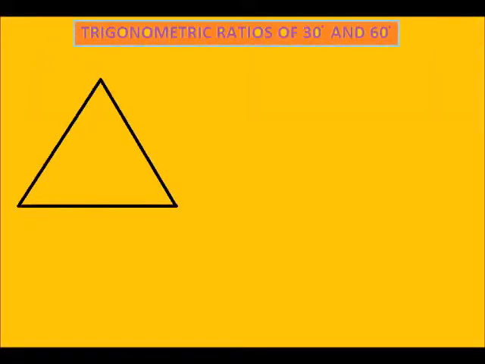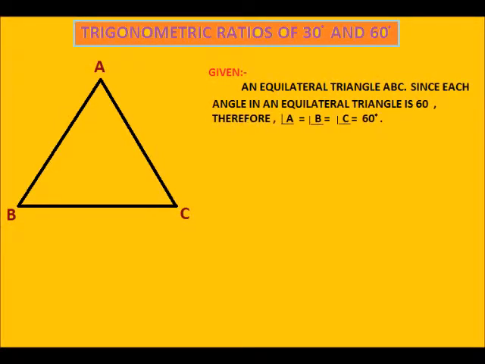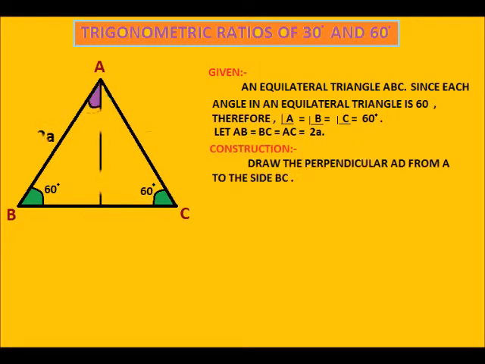Trigonometric ratios of 30 degree and 60 degree. Given an equilateral triangle ABC. Since each angle in an equilateral triangle is 60 degree, angle A equal to angle B equal to angle C equal to 60 degree. Let AB equal to BC equal to AC equal to 2A. Construction. Draw the perpendicular AD from A to the side BC.